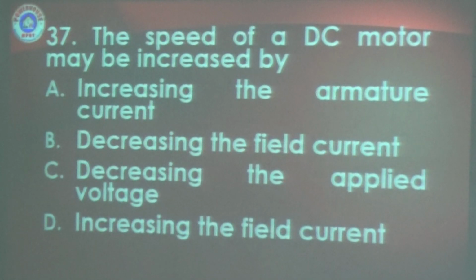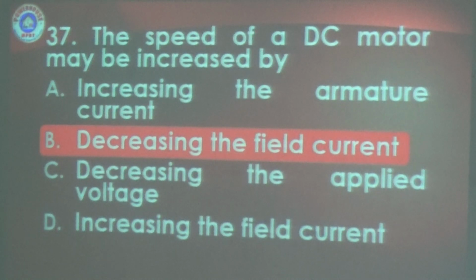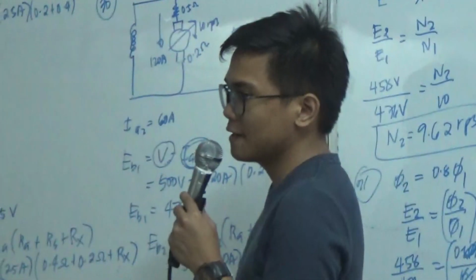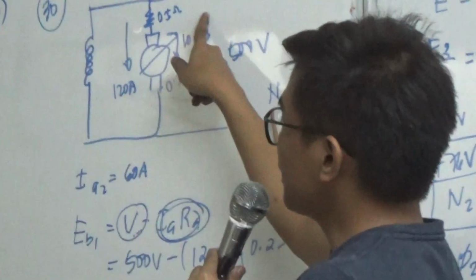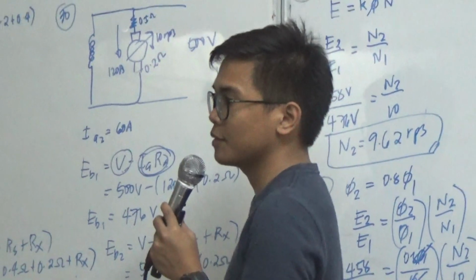37. The speed of a DC motor may be increased by increasing the armature current, decreasing the field current, decreasing the applied voltage, or D, increasing the field current. So the answer is decreasing the field current. Bakit? Nangyari dito, dinigris mo to, syempre, lalaki yung armature current. So, mas malaki yung back EMF, mas malaki yung speed.